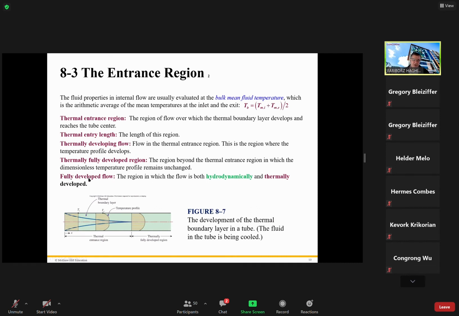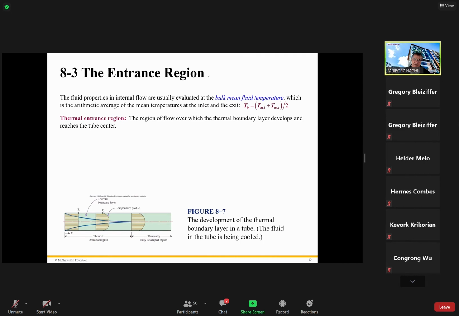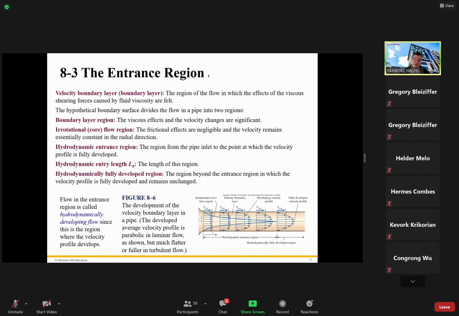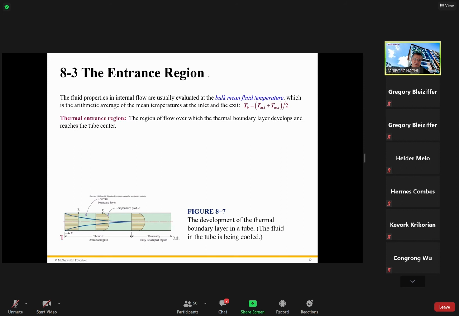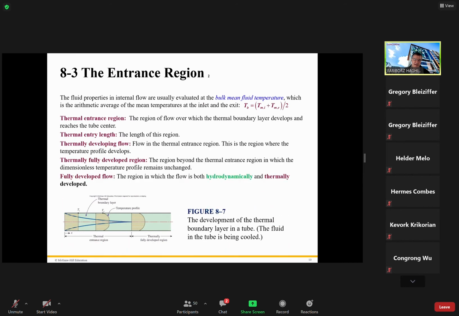Again, fully developed flow is the region in which both velocity and temperature are developed. Keep in mind, when we use this term for temperature, thermal, it means the temperature profile has been fully developed, and also the velocity. Therefore, keep in mind what we discussed before. This was for the velocity, and here we are talking about the temperature. The same exact terminology.